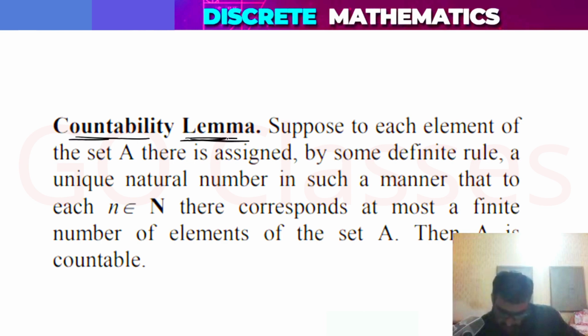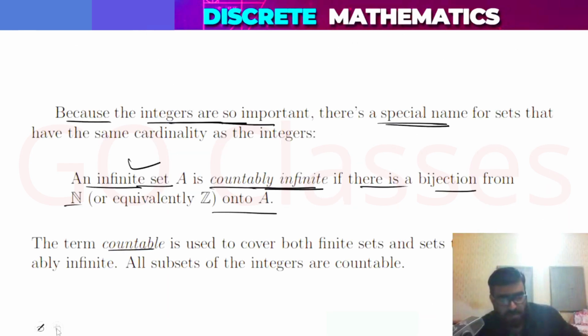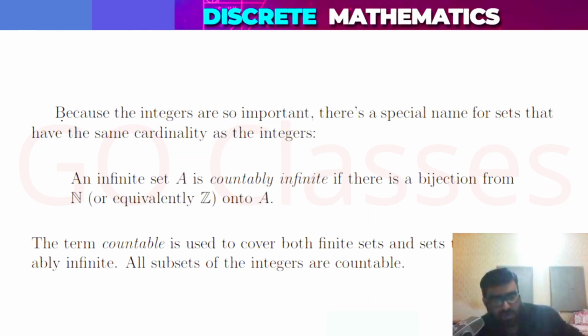Sir, why are we taking natural numbers to prove countable or uncountable? Because Komal, that is how we have defined it. I told you. See here, this is from a university. These slides and notes I have taken from different articles. So you can see here, this is how we have defined countable.